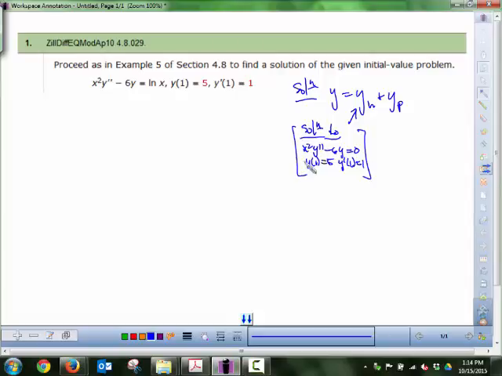Yeah? So I was doing the homework. Can you solve for the C1 and C2 first before you do the... Yeah, so that's probably what we're going to do.